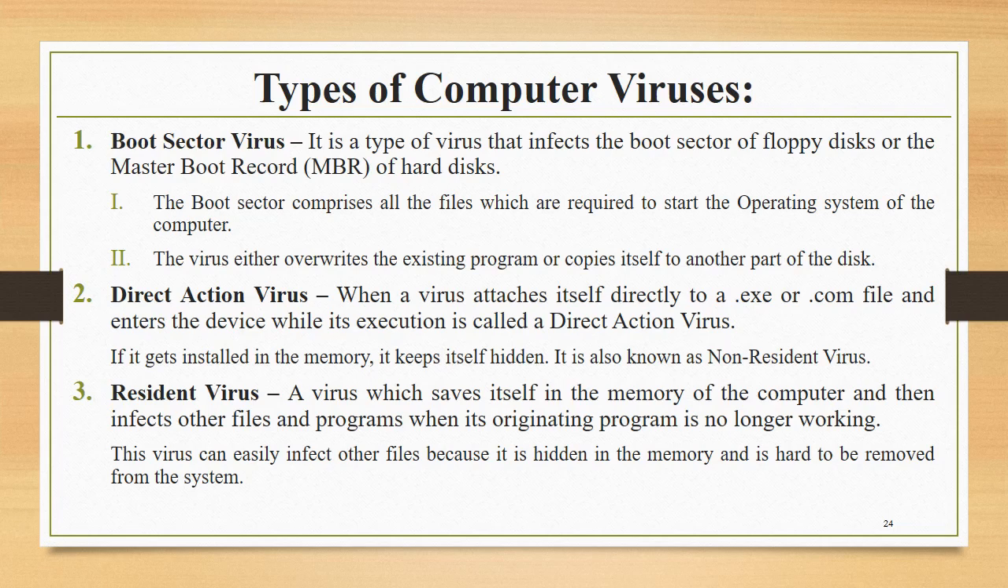Types of computer viruses. 1. Boot sector virus. It is a type of virus that infects the boot sector of floppy disks or the master boot record, MBR, of hard disks. The boot sector comprises all the files which are required to start the operating system of the computer. The virus either overwrites the existing program or copies itself to another part of the disk.